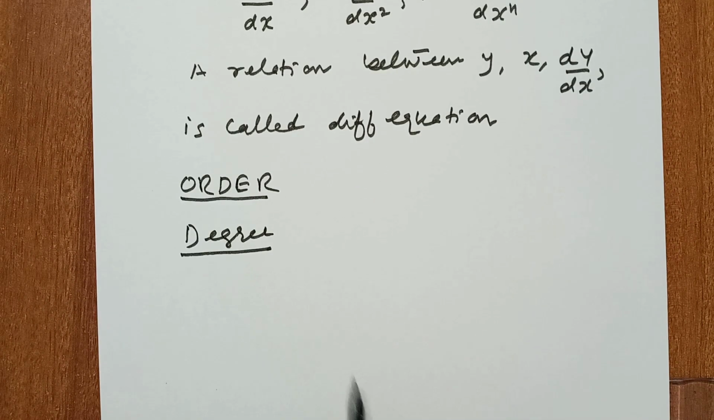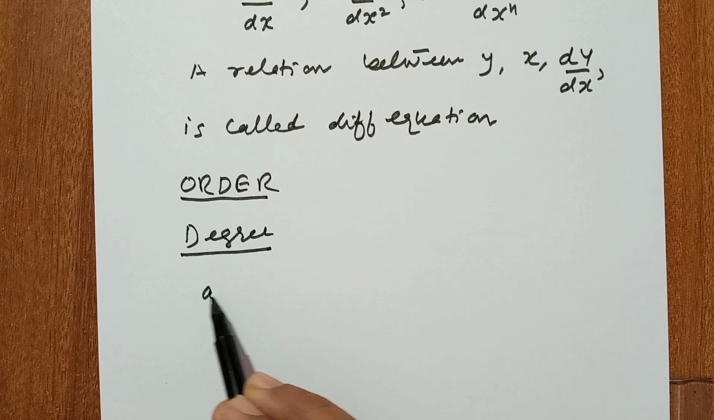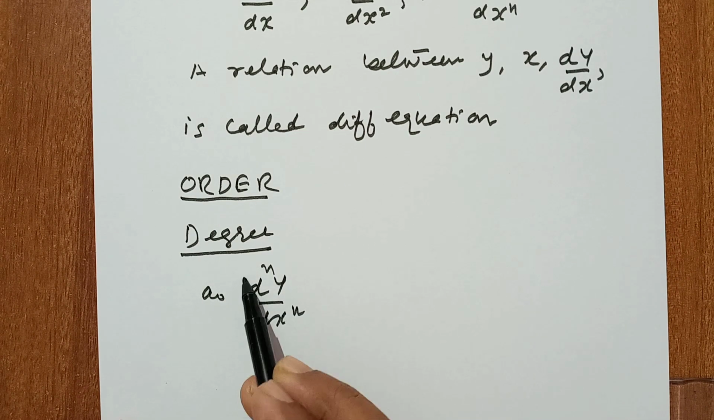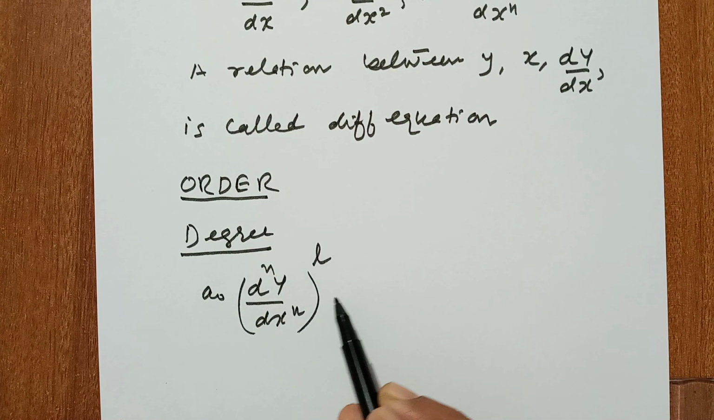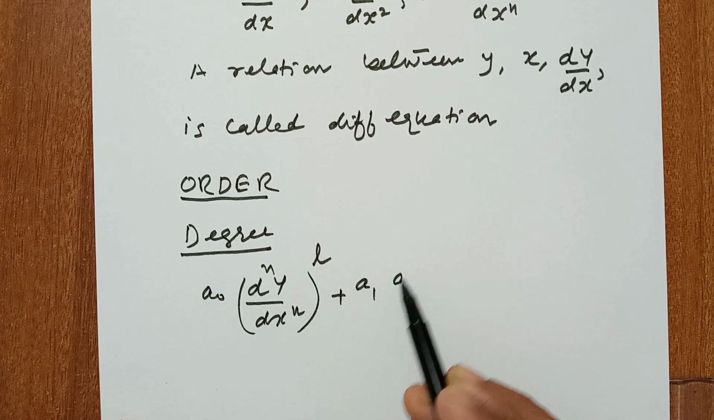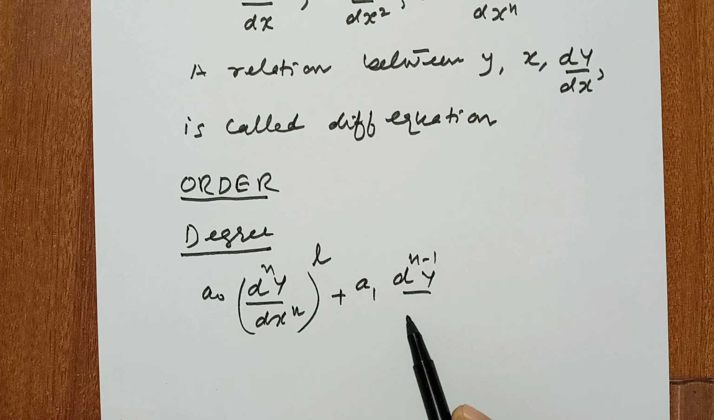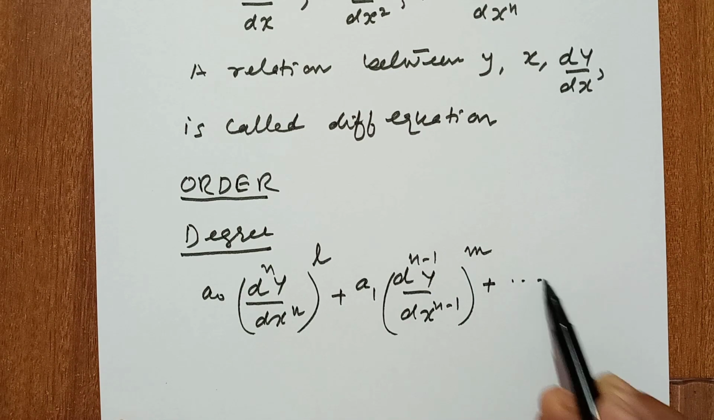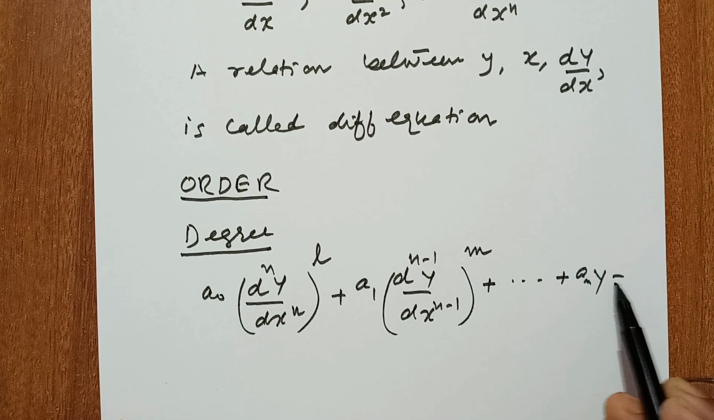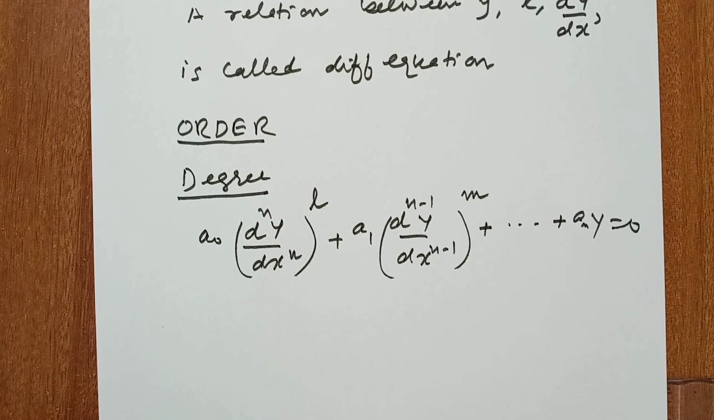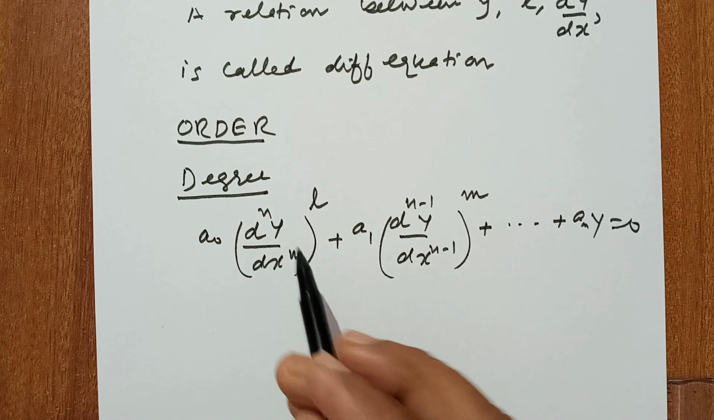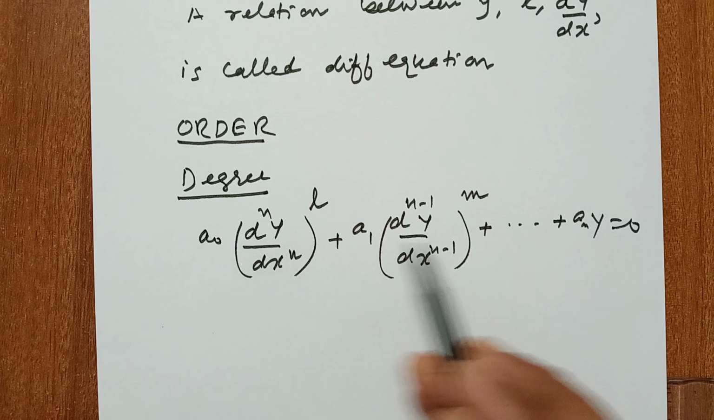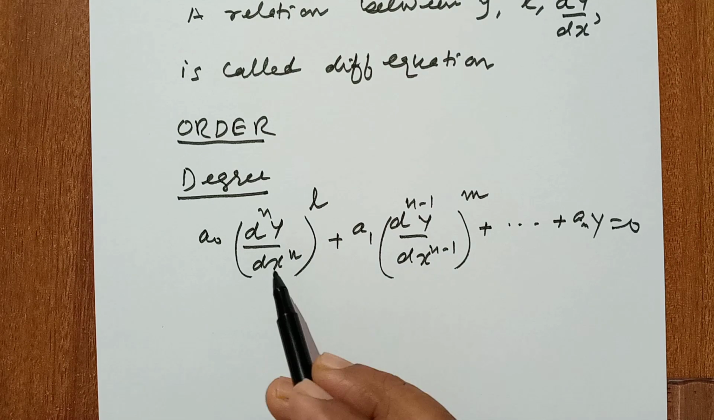Suppose this is a differential equation: a0 dny by dxn to the power l plus a1 dn minus 1 y by dxn minus 1 to the power m plus up to an y equal to 0. So this is a differential equation. First we see how many times y is differentiated. Here the maximum differentiation of y with respect to x is n.